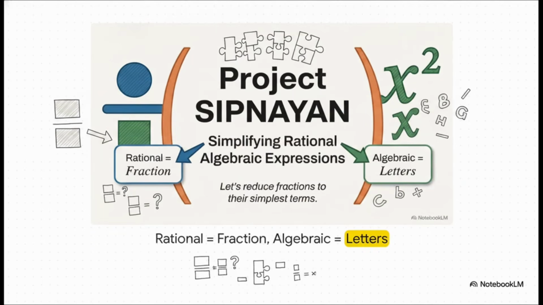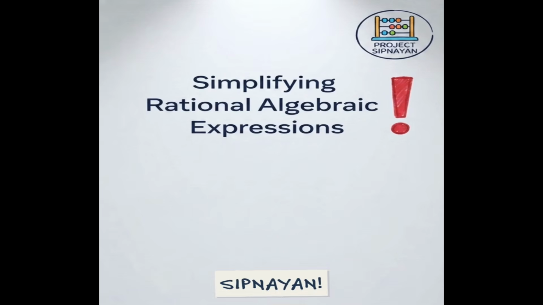Take a look at this. On the left, rational points right to the concept of a regular fraction, and on the right, algebraic gives us our letters, tulad ng green x squared na yan. So, our primary mission today is simply taking these fractions with letters and breaking them down into bite-sized pieces. Parang giant puzzle lang siya na kailangan nating buuin. Exciting, right? Welcome to Project Sipnayan.